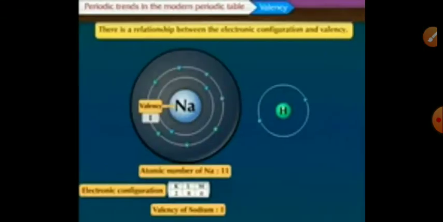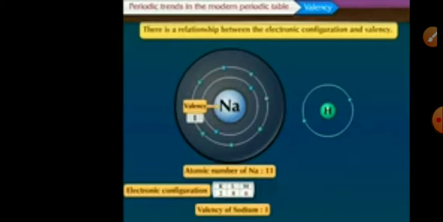We can say here sodium is there. It has 1 valence electron, and because the atomic number of sodium is 11, the electronic configuration will be 2, 8, 1. Now it has 2 electrons here. Sodium has given 1 electron, so it has 2 electrons here. Now this is all about the valency.